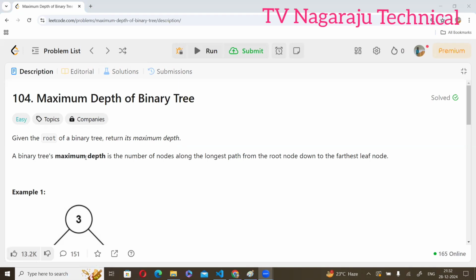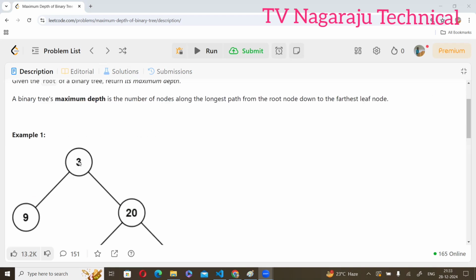What is the formula they have given? A binary tree's maximum depth is the number of nodes along the longest path from the root node down to the farthest leaf node. That means you need to start from the root node and find out the longest distance. So in that longest path, how many nodes are available? That is the maximum depth.